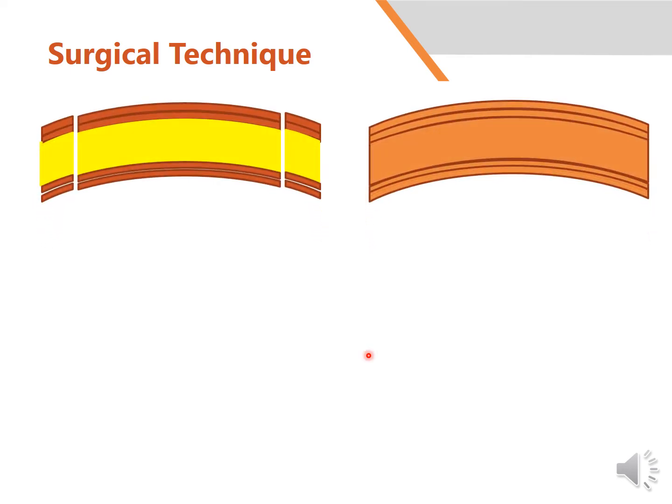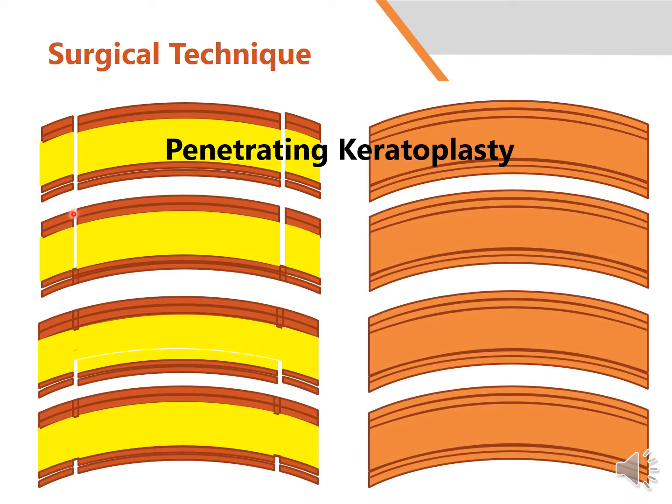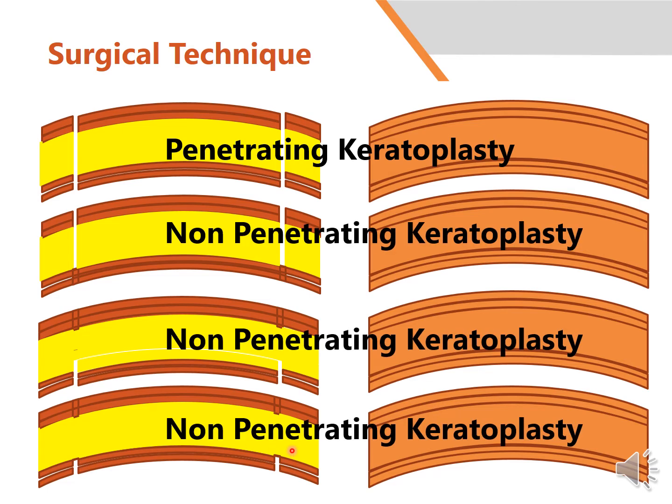Surgical technique. Now look at that. Here we have cut the cornea through and through, means all the 5 layers are being penetrated, so this is called penetrating keratoplasty. In the other 3, the cornea is partially penetrated, the top 3 layers are penetrated, while here the bottom 2 and part of the 3rd layer is penetrated, while here only the bottom 2 layers are penetrated. So all these 3 are called non-penetrating keratoplasty. So surgically, keratoplasty can be either penetrating keratoplasty or non-penetrating keratoplasty. Let's see that in detail in the next slides.